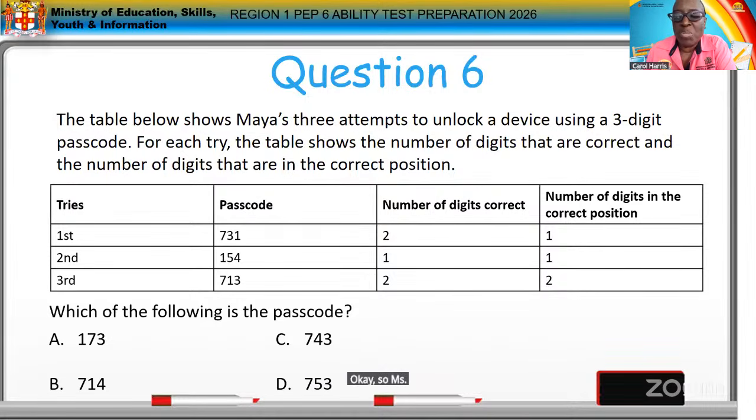Okay, so Miss Robbins from Don Robin Primary School. Okay. Thank you for those inputs.